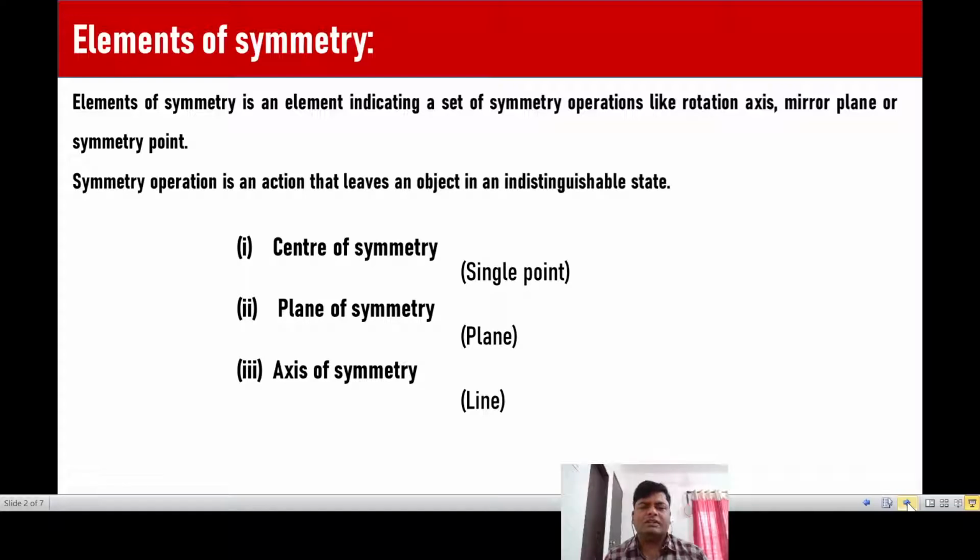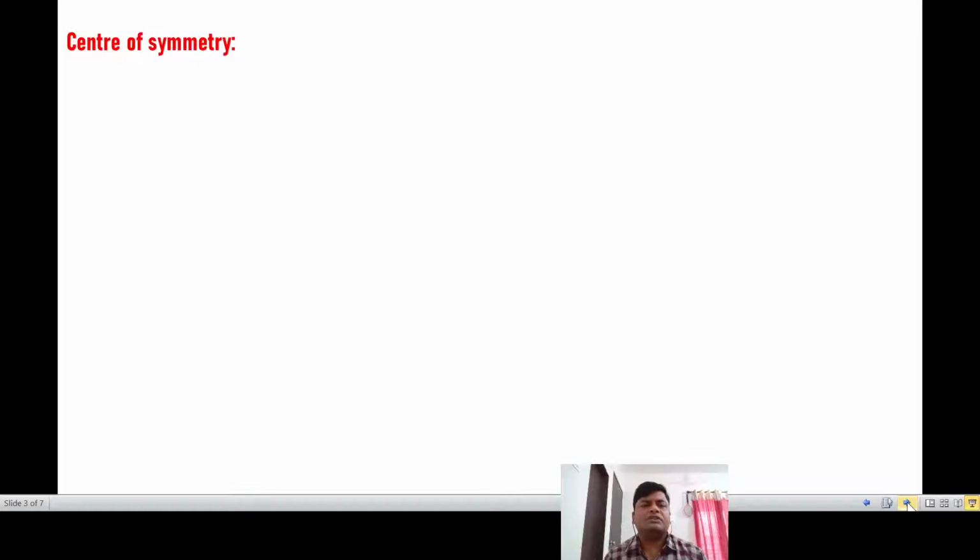There are three types of symmetry elements. One is the center of symmetry, which is a single point. Then the plane of symmetry, which is a plane. Then the axis of symmetry, which is nothing but a line. Coming to the center of symmetry.